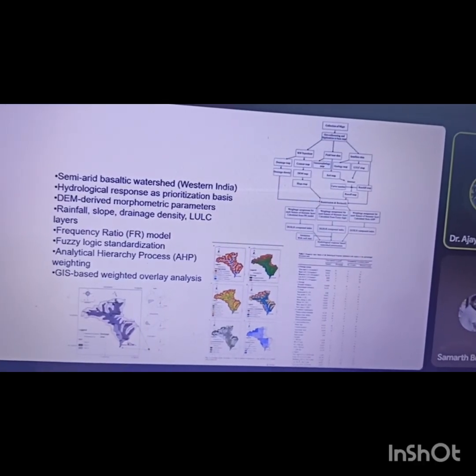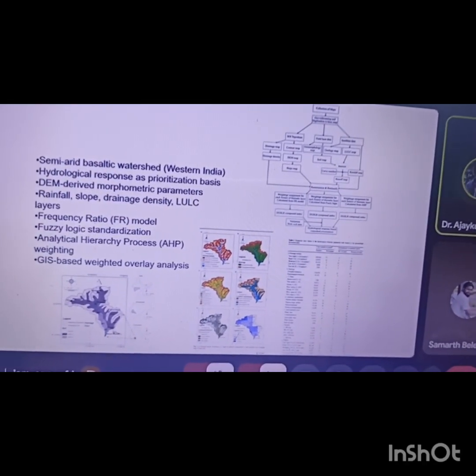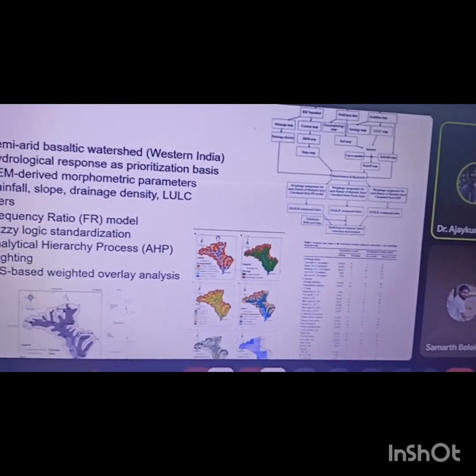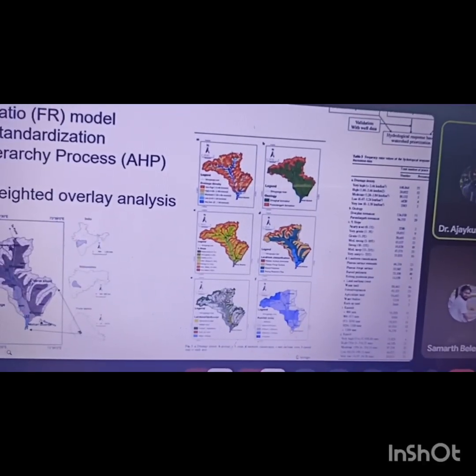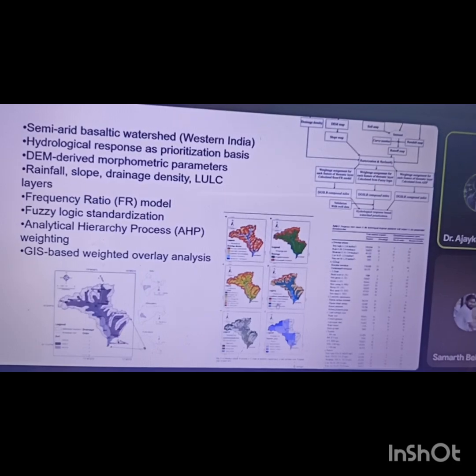Next, we can also identify the hydrological response of watersheds using prioritization. This is one of our research outputs, a new methodology we have developed. If you see over here, this is already a published paper, with Springer. This is my PhD topic published paper.